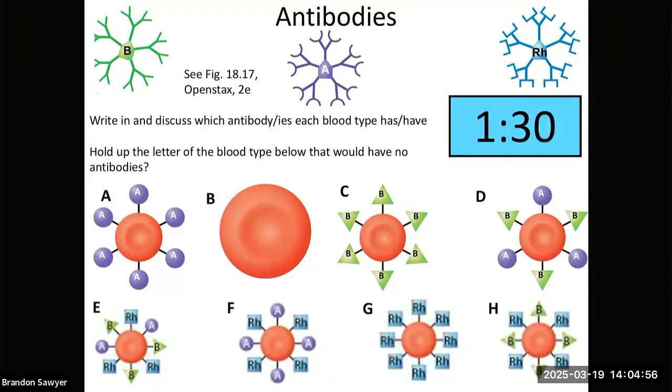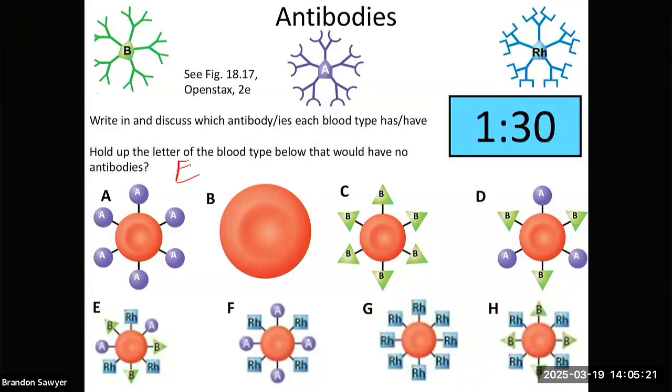Because it has all of the antigens, right? So we would call that AB positive, and it has all the antigens, but doesn't have any of the antibodies. If it had any of the antibodies, then they could stick to one of those antigens, right? And that would be problematic. So E is the answer up here, okay? Which makes AB positive blood the universal recipient, right?